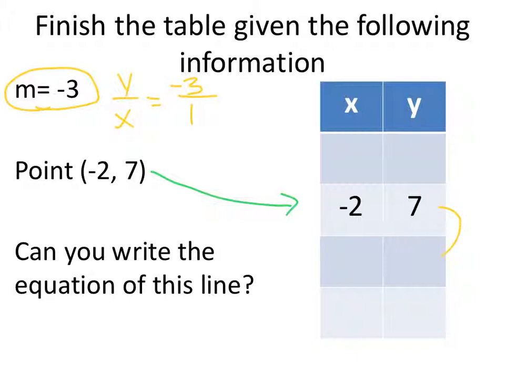So from here to here, we were subtracting 3. 7 minus 3 gives me 4. From here to here, I'm subtracting 3. 4 minus 3 gives me 1. How do I go backwards? We're going to add 3. 7 plus 3 gives me 10.